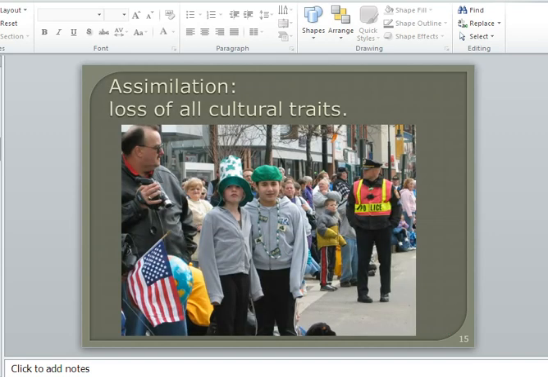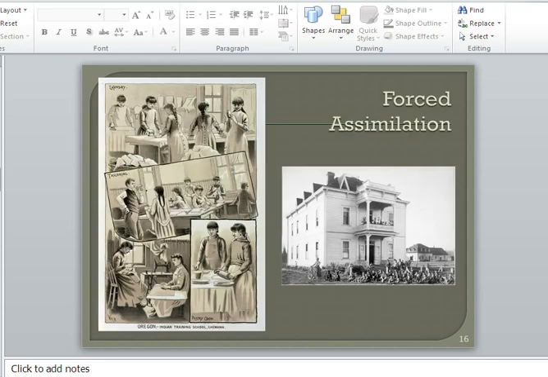Over time, first-generation immigrants may have acculturated, but by the time they're a third or fourth generation immigrant, they've completely assimilated. And what that means is they've adopted most of the cultural traditions of the host country. So here's the St. Patrick's Day parade, and there are people who have ties to their historic culture, but they are definitely all American at that point. We've also, in the U.S. and in other places, experienced times of forced assimilation.